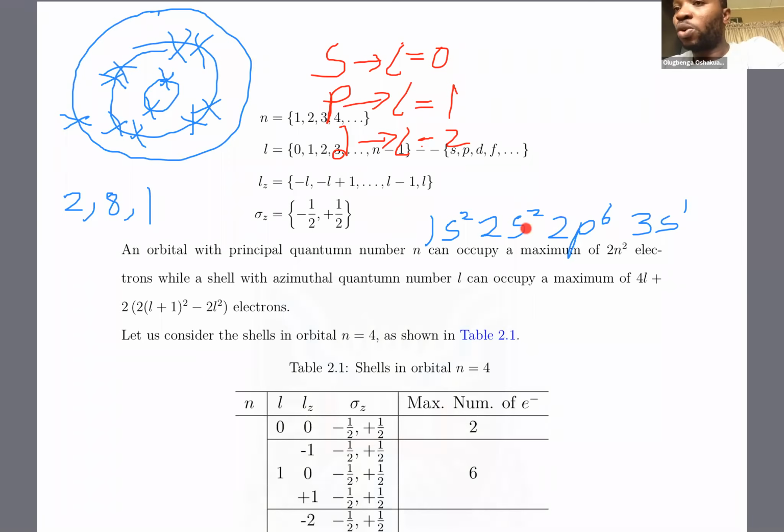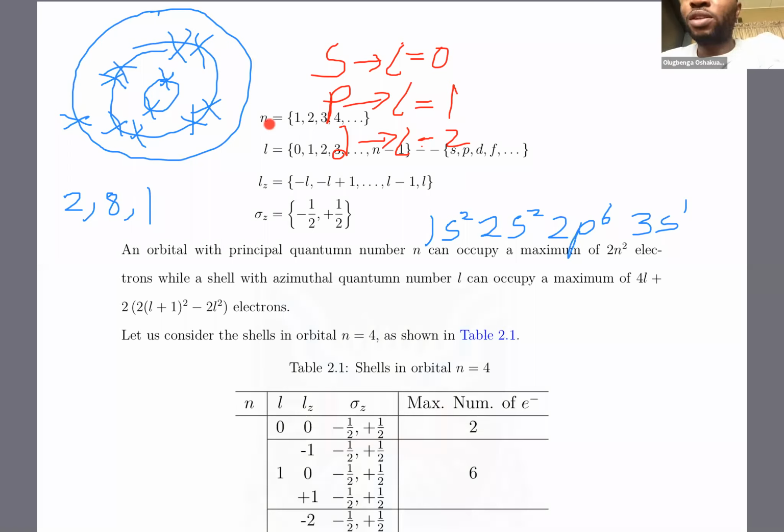The same thing applies to 2s2. When we come to 2p6, because it is P, and P is L equal to 1, we can also divide them into different subshells that will help us in distinguishing their properties. So before I move further, let's take a look at what we have here.